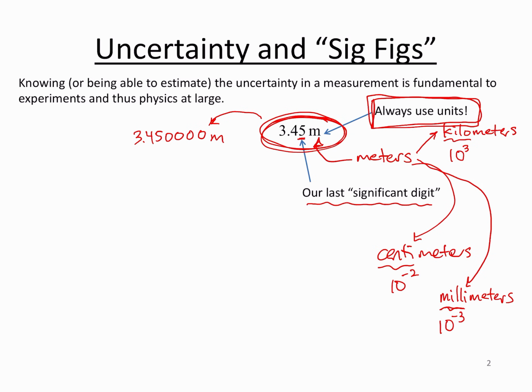Don't just write all 12 digits that show up on the face of your calculator when you type in some numbers for a calculation, right? Look at the numbers that you're feeding into the calculation, look at the precision of those numbers, and from that you can know how many significant digits to report in your number, okay?